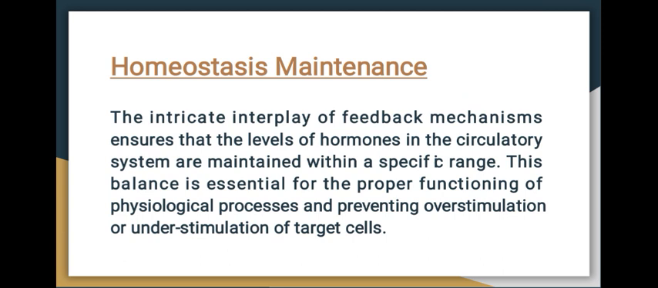And homeostasis maintenance, the intricate interplay of feedback mechanisms ensures that the level of hormones in the circulatory system are maintained within a specific range. This balance is essential for the proper functioning of physiological processes and preventing overstimulation or understimulation of target cells. So, feedback mechanisms are very important, and this specific range of hormones will help in the prevention of overstimulation or understimulation of target cells.